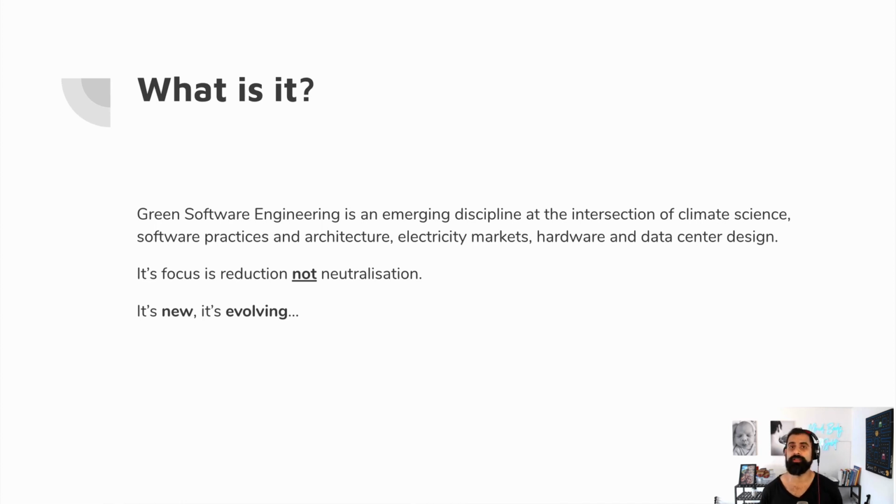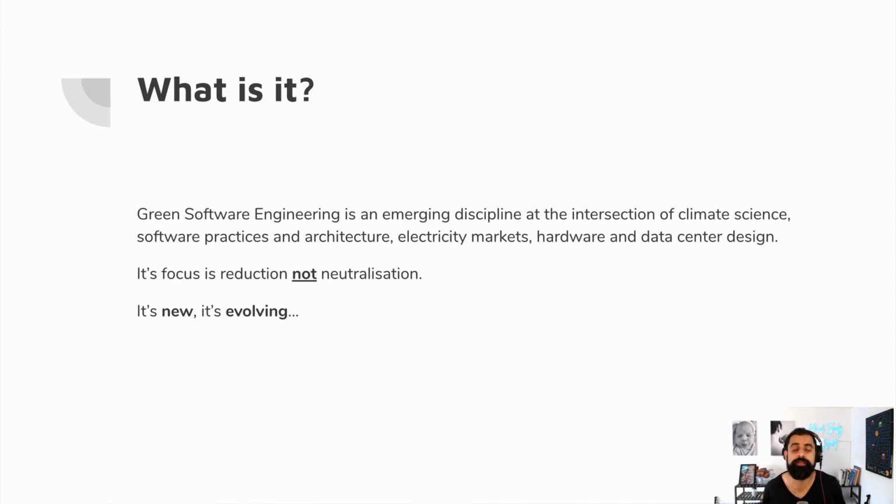You need to know what electricity is. You need to know how electricity is bought and sold. You need to know how hardware uses electricity to execute your software. You need to know what data centers are, how they're built, how they function. These are things that you need to understand in order to build greener applications.